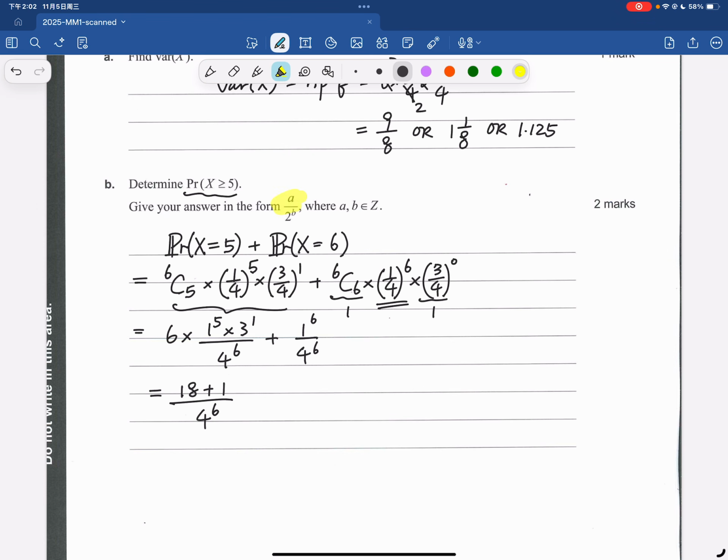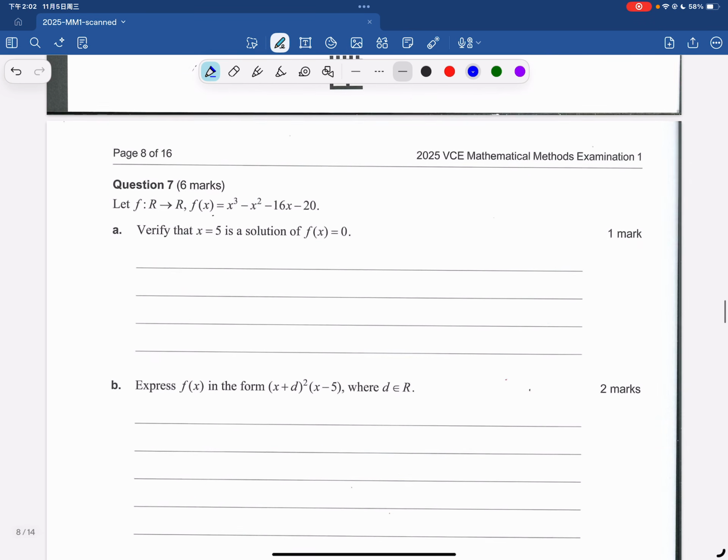Notice that the question says a divided by 2 to the power b. Therefore, we say this is 19 divided by 2 to the power 12, since 2 to the power 2 equals 4. Notice that a equals 19 and b equals 12. So that is the final answer. And then we can move on to look at the next question.